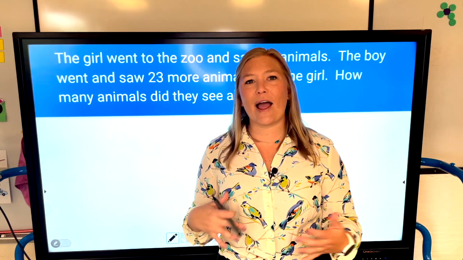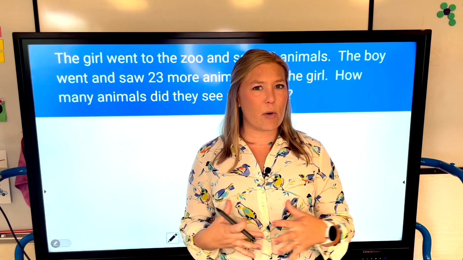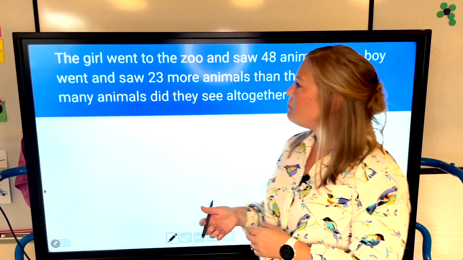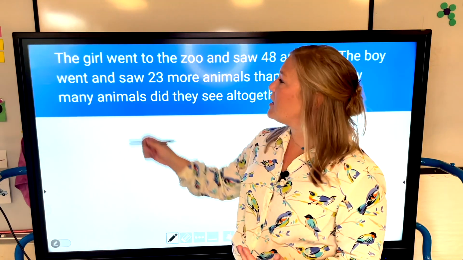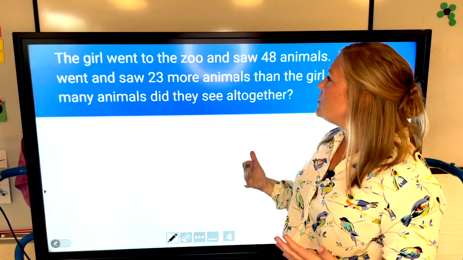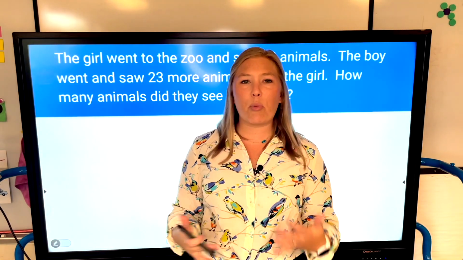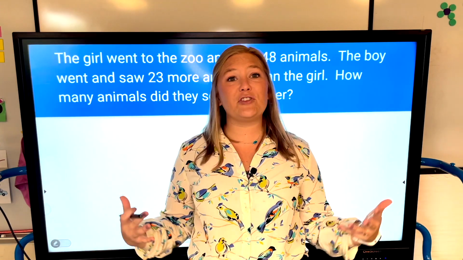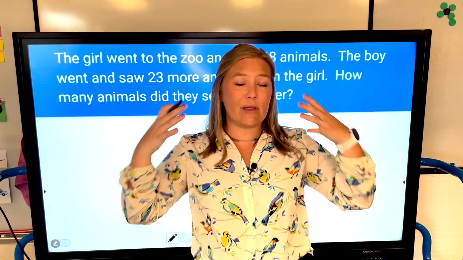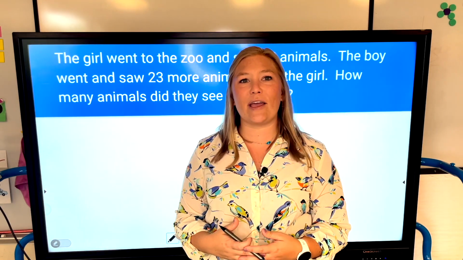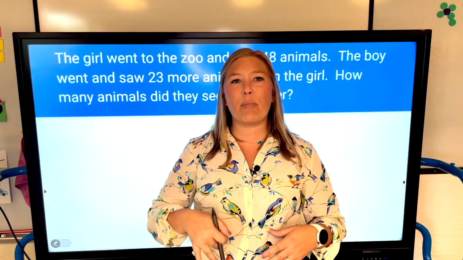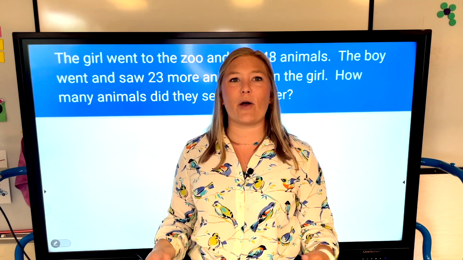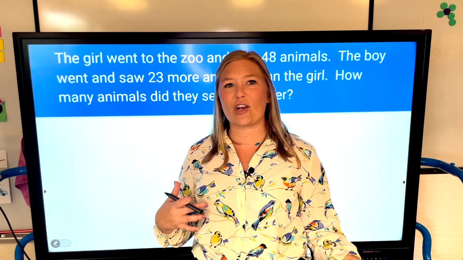Let's go back through and highlight some important pieces so we know exactly what we need to do in this problem. So I think the most important thing is when I read, the girl went to the zoo. Is that part really important for us to find the answer? Not really. It helps add to our story, helps us have a mental picture of what we're trying to solve. But if they took that part out, it's not going to change whether or not this is an addition or a subtraction problem.